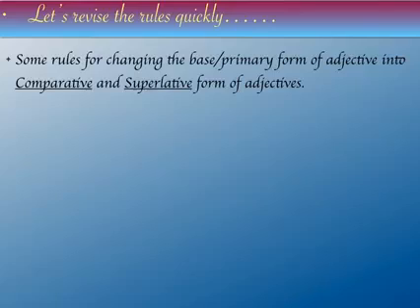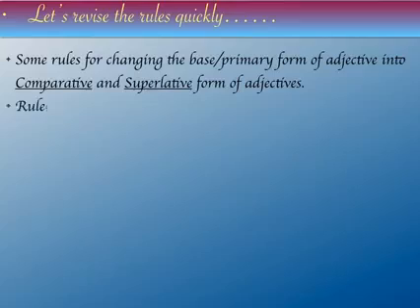So you know that positive degree is the base form of adjective where there is no comparison. Comparative form of degree is one which has comparison between two of them. And superlative degree is used when we are comparing more than two things.